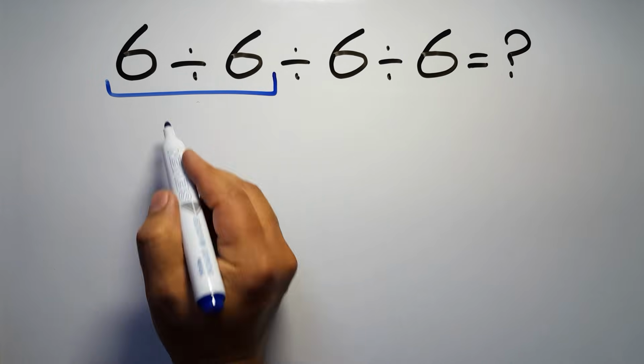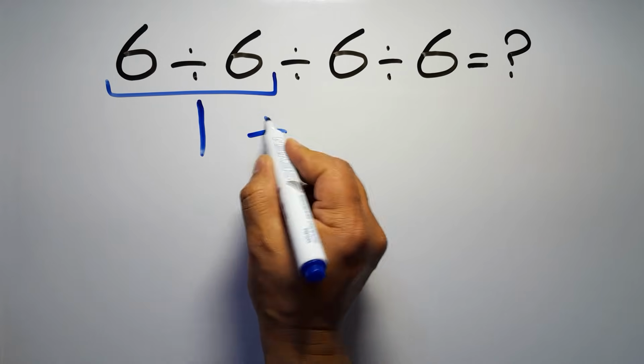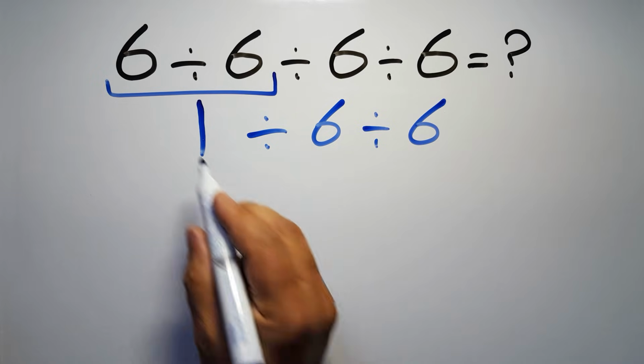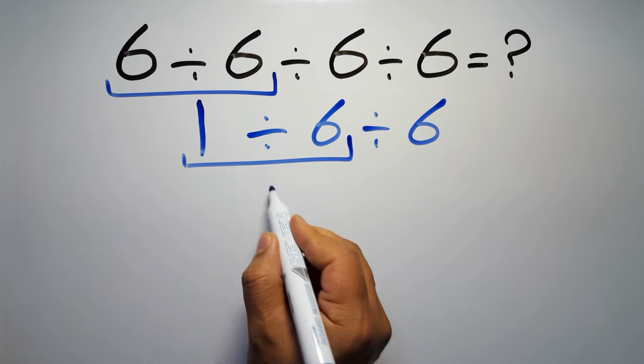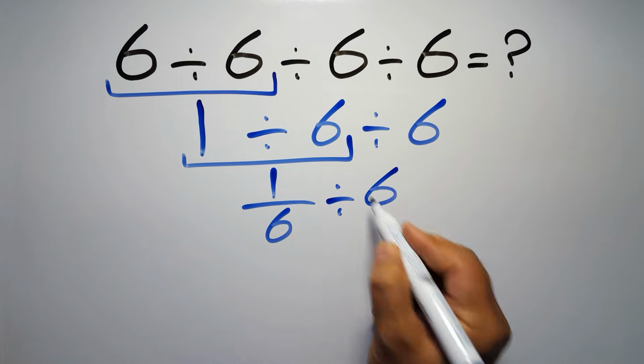So first this division, 6 divided by 6 gives us 1. So 1 divided by 6 and again divided by 6. 1 divided by 6 can be written as 1 over 6, then divided by 6.